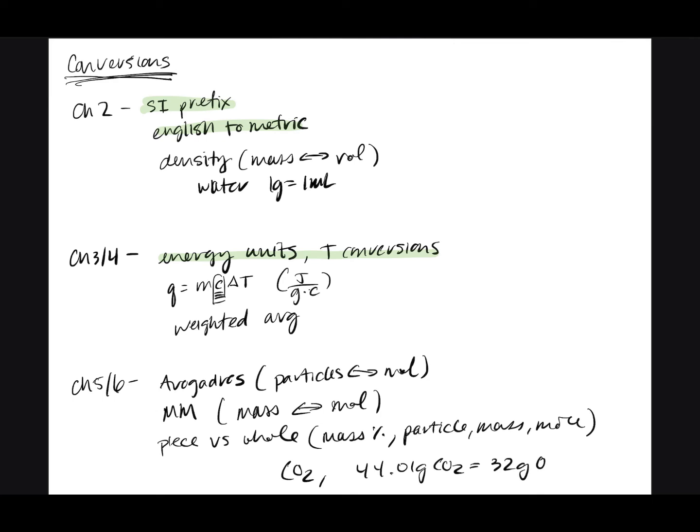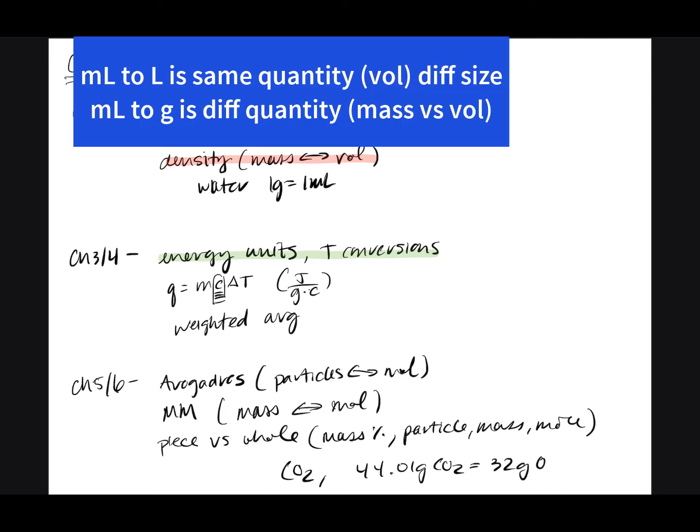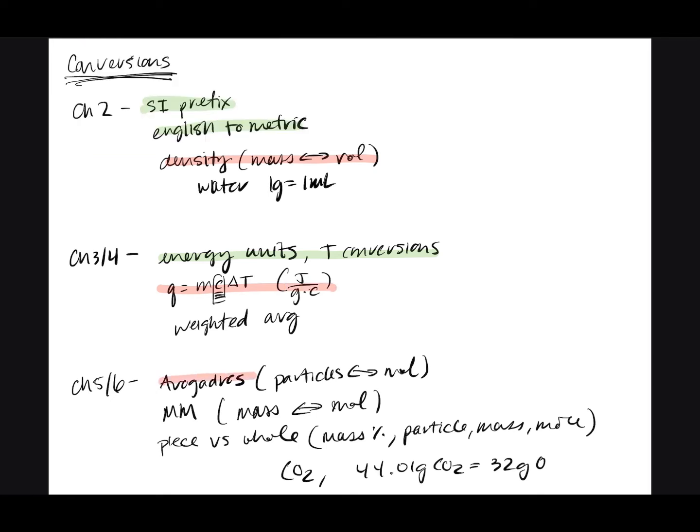Those are just things you commit to memory, and we will literally use those all year, okay? Then we have our other types of conversions where it's less about memorizing the conversion, but knowing what to do with it, right? So density gets us between mass and volume, so it allows us to convert between two different quantities. Q equals mc delta T, again, allows us to convert between different quantities. Same thing with Avogadro's, molar mass, and our piece versus whole. So those are different types of conversions where, again, different quantities, okay?